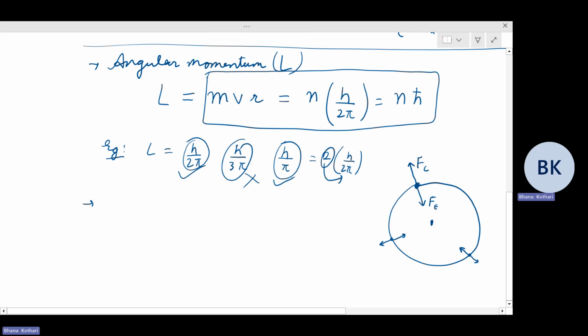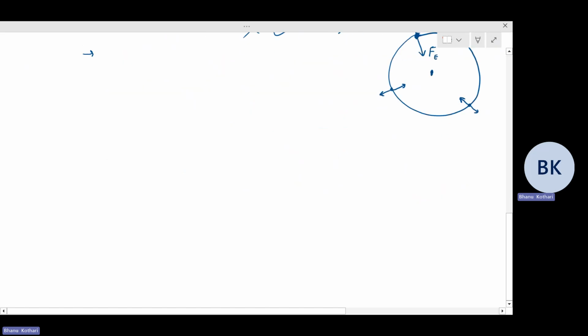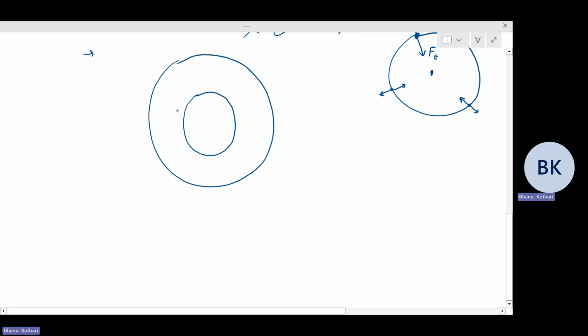Next postulate is that the energy of an electron can be changed. If you want the electron to move to a higher orbit, the electron must absorb energy. Suppose I'm drawing two subsequent orbits. If the electron wants to move from lower orbit n1 to higher orbit n2, then it needs to gain this amount of energy.